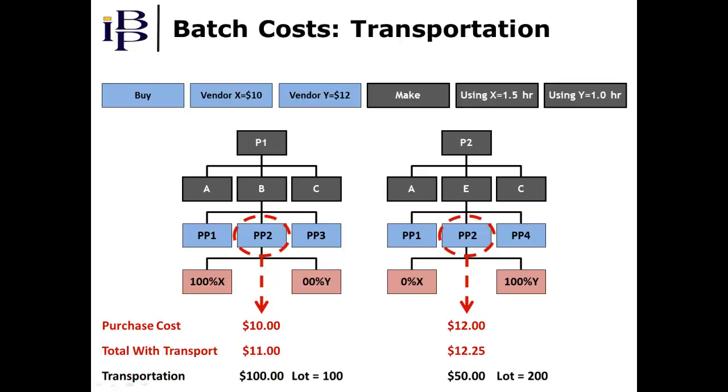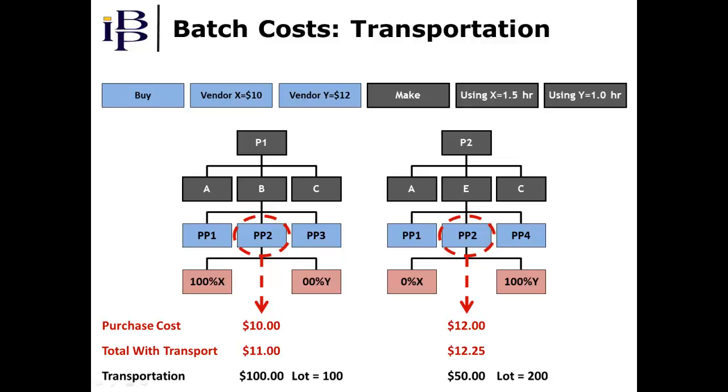Now, let's consider how batch costs are affected by sourcing mix changes. Examples of batches are production setup and inbound transportation costs. They are the same regardless of volume in the batch. In this example, we'll use transportation costs. At the bottom of the screen, you'll see the transportation costs expressed in terms of cost per shipment and lot size being the minimum order or shipment size.